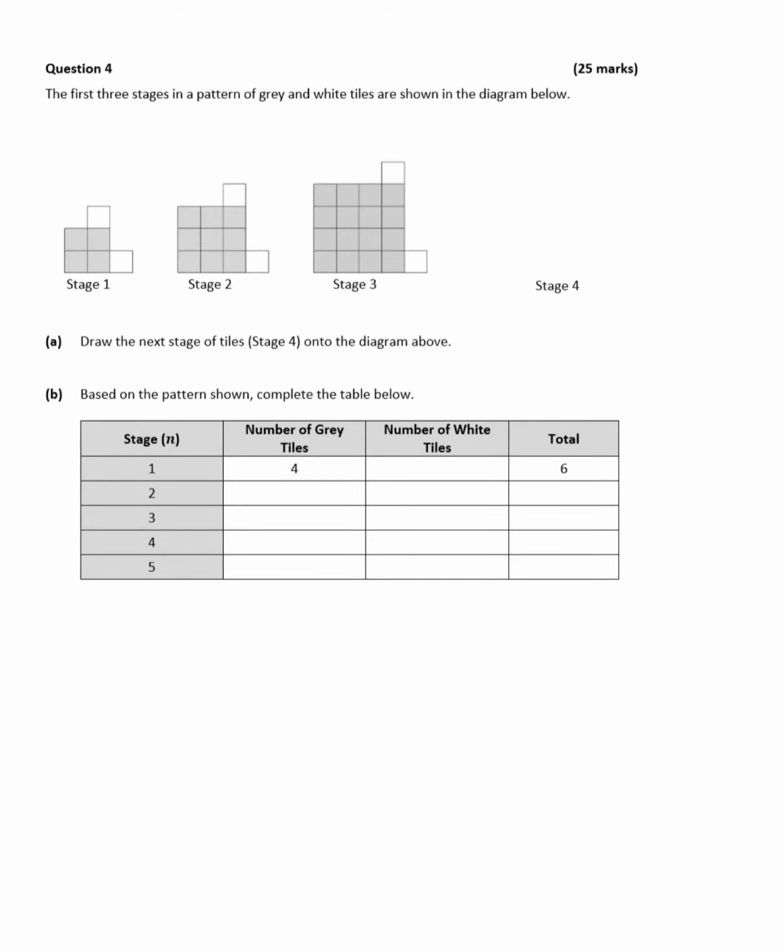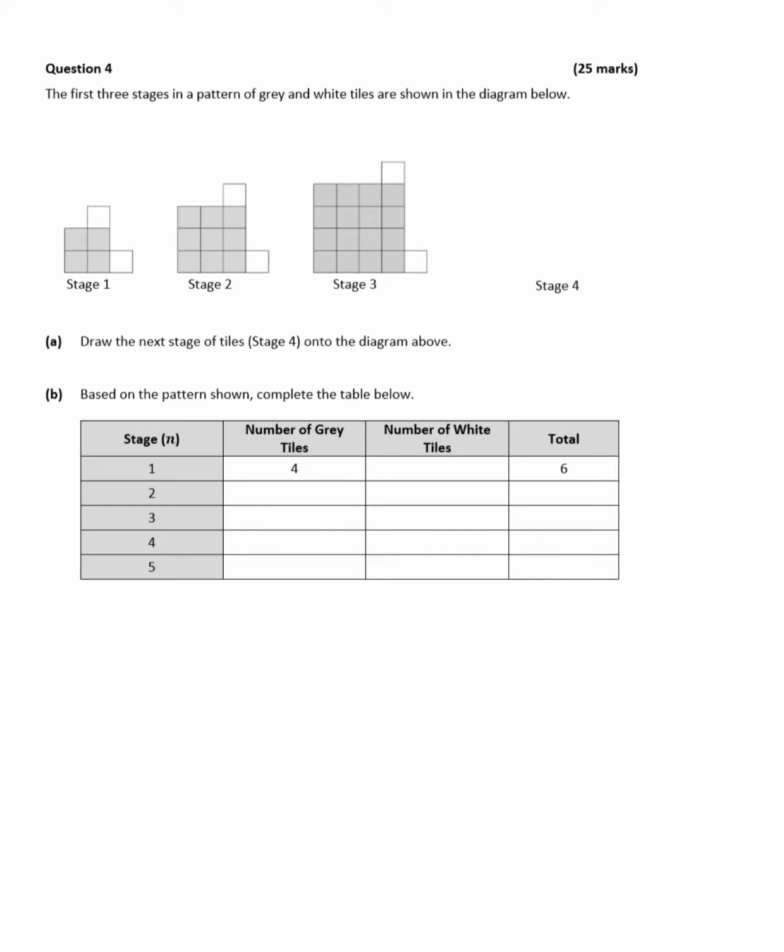In this question, we're given the first three stages of a pattern. So in part A, we need to draw the next stage, stage 4, on the diagram above. Okay, to draw this, easy enough. Actually, before I do that, I'm just going to fill in some of the table first, because it's going to make it slightly easier.